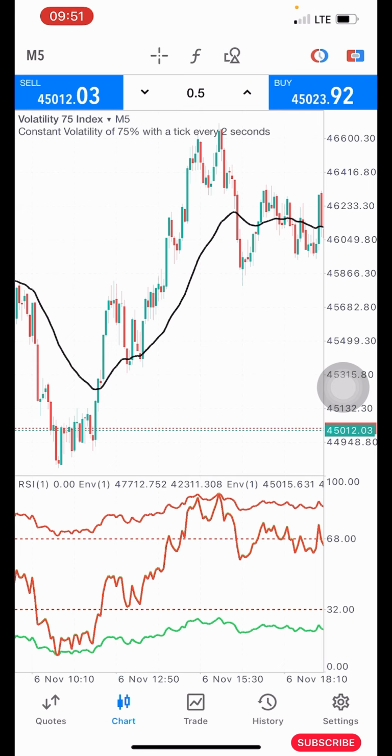Okay, so with that being said, I don't want the video to be too long, so I'm going to quickly share with you guys the indicator, so that you are going to set it up and then practice with this strategy.